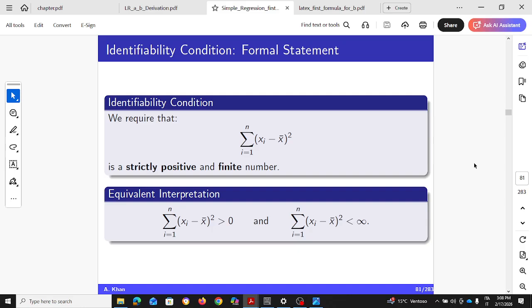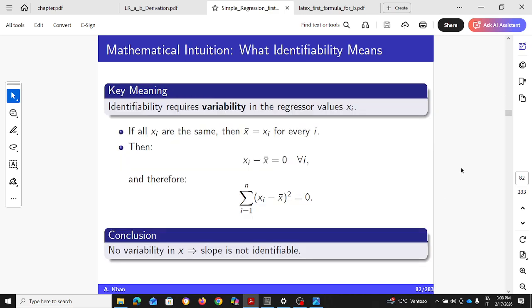Now what is this condition? It requires this value, which is in the denominator for our beta, the sum of (x minus x bar) squared, to be strictly positive. The square value of these terms must be strictly positive and finite, so greater than 0 and less than infinity. Why is that? If all the values x are equal to the mean x bar, then the difference between them is equal to 0. If this is equal to 0, this means that there is no variability.